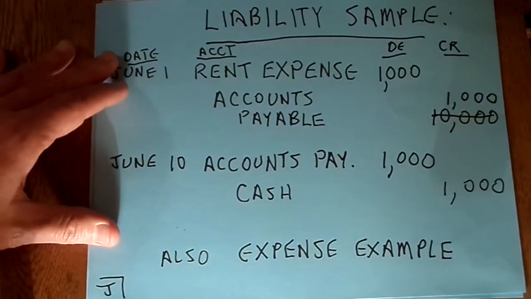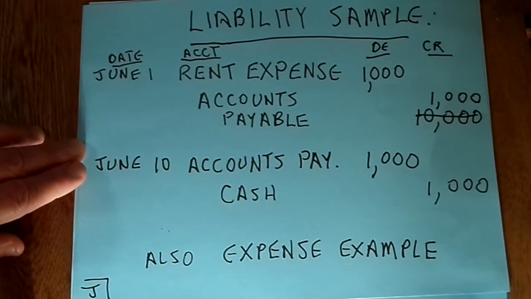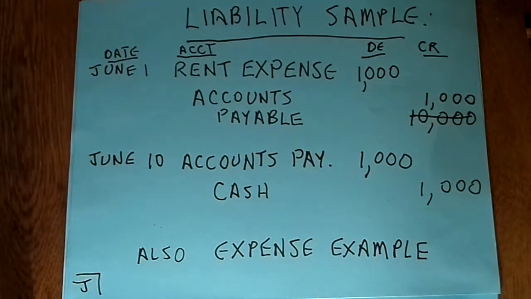Here are some other sample journal entries. These are ones I'm not going to talk as much about as the first one, but they just give you the idea of how to record the other main types of transactions. In this one, we have a liability account. Accounts payable is the liability account here. And we show that on June 1st, we owe money for rent, $1,000, but we haven't paid it yet. So rent expense is debited $1,000, accounts payable is credited $1,000.